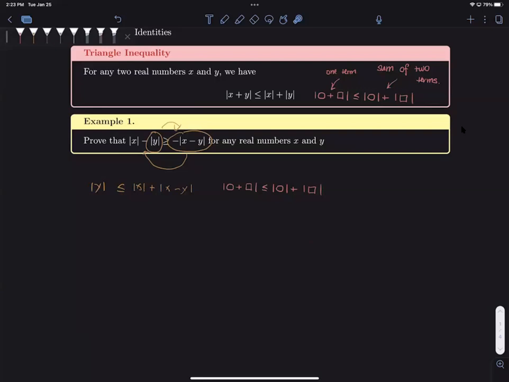Y minus x and x, that's correct. Why? Because this is the same as this. Do you see? So now let circle be x, okay? Square be y minus x. Done by triangle inequality.